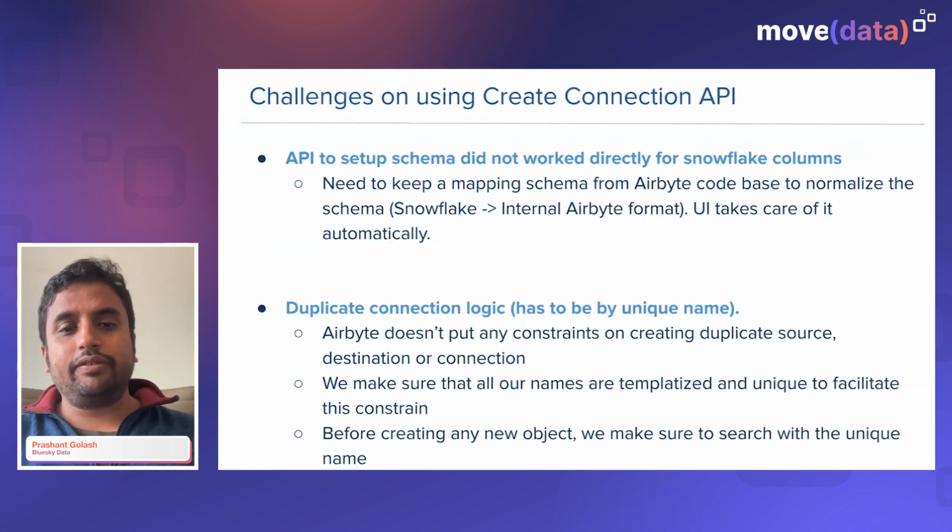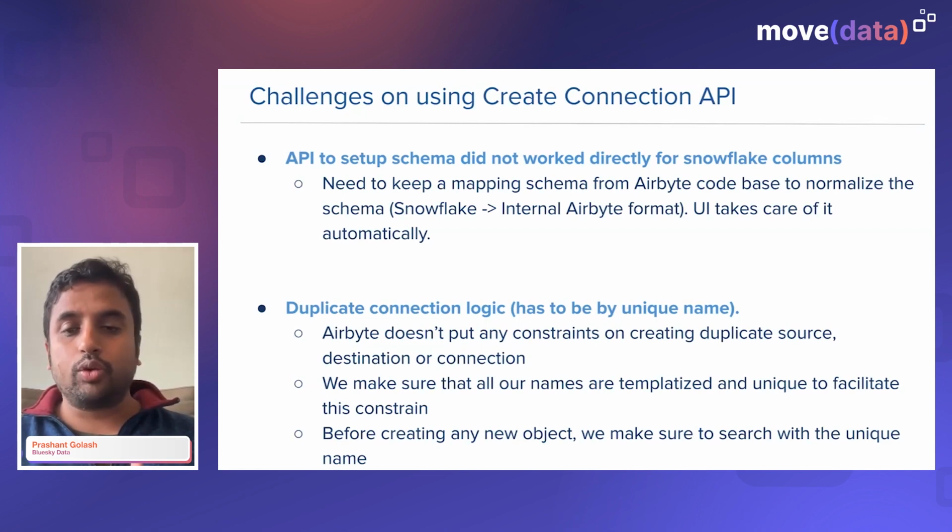First, the main challenge that we realized is that while on the UI everything works seamlessly, when you start using the API, the schema from Airbyte code is different. When you start giving Snowflake schema to automation connection creation, it starts failing. After debugging a lot, we found that we have to convert Snowflake to the internal Airbyte format.